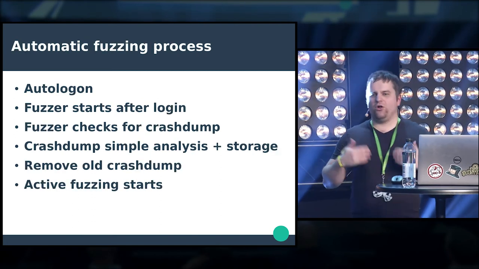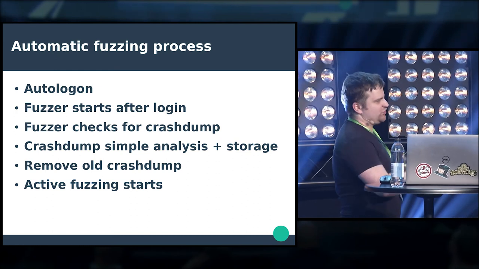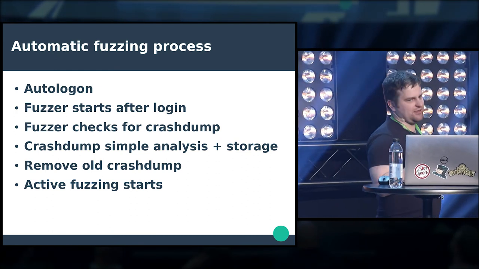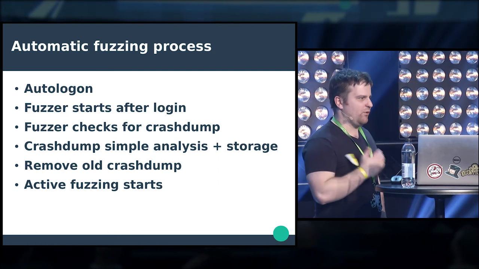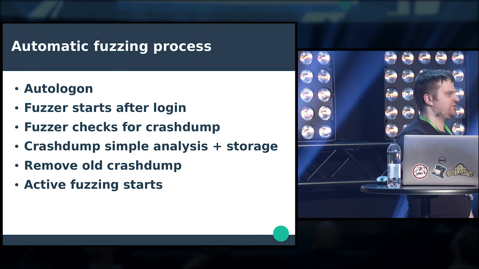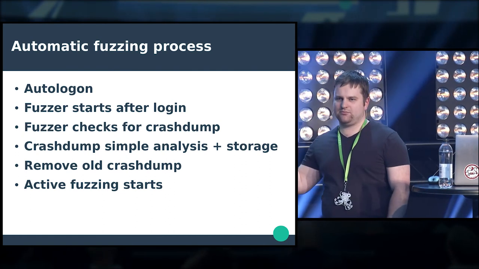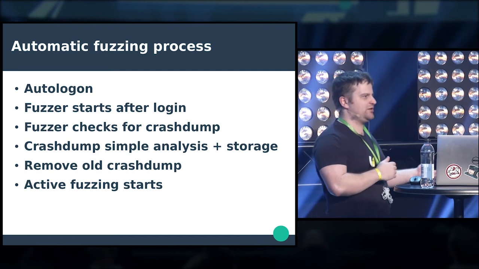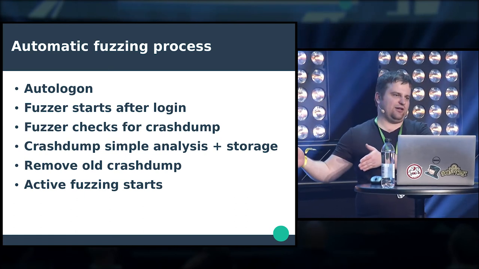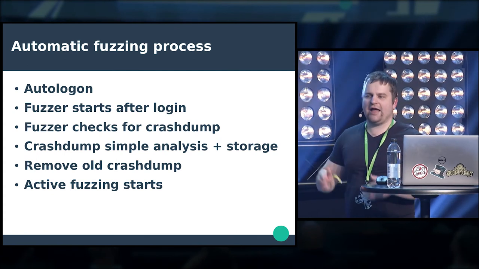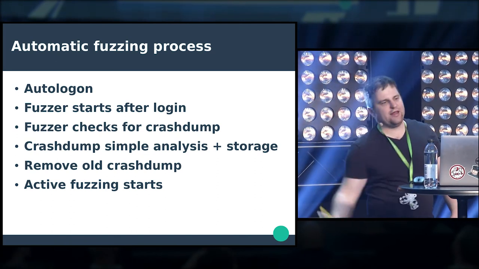So how do we combine them all together? What does the process look like? Of course, if you just want to find some crash, you don't have to automate it. You let it run like I did and wait until something happens. But the logic I made was: I first activated auto logon from Sysinternals so the computer logs in automatically. Then the fuzzer starts right after the login and checks for crash dumps. If there are crash dumps, it uses CDB, which is a command line Windows debugger tool, to analyze the dump and then stores it somewhere else with the information about where the crash happened and the file that caused the crash. Then it removes the old crash dump and starts fuzzing until it crashes, and then all from the start again.